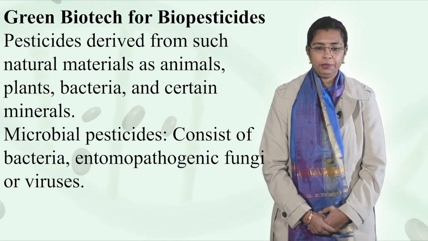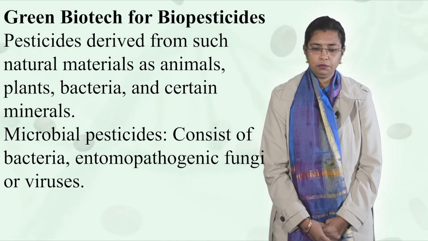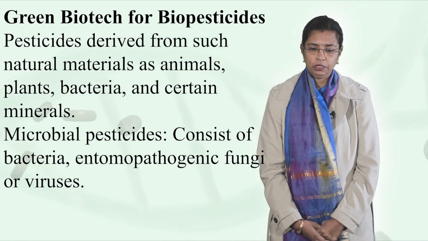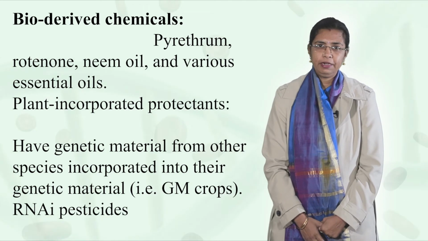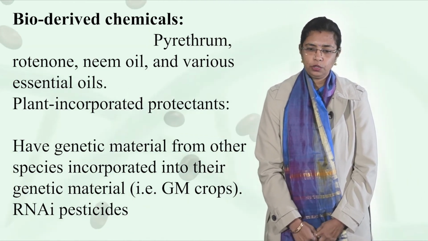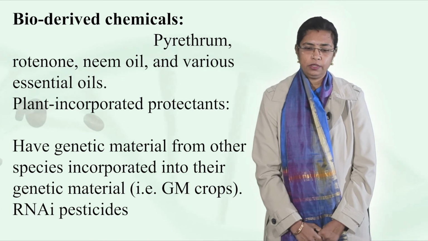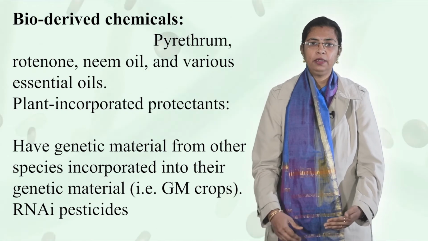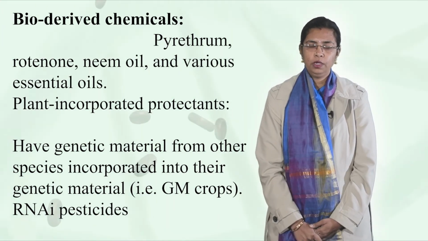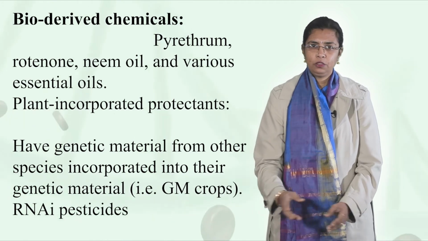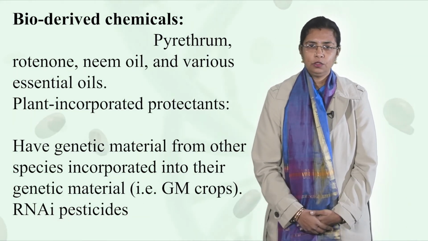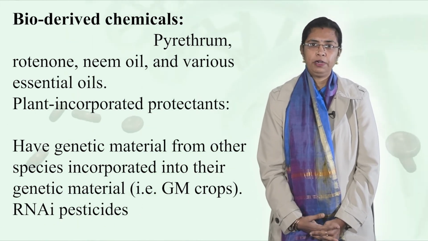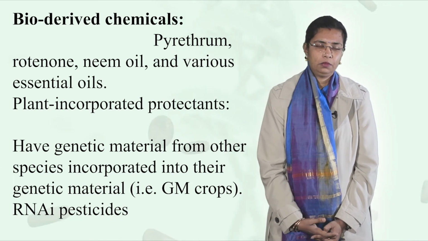Biopesticides derive from natural materials like animals, plants, bacteria, and certain minerals. We have the microbial pesticides, which consist of bacteria, entomopathogenic fungi or viruses. There are bio-derived chemicals, that is pyrethrum, rotenone, neem oil, and various essential oils. They often say that if we have one row of tomatoes being planted, and then we have 2 rows of marigold or the chrysanthemum variety, then the tomatoes are unaffected by the pest. That means this plant has some natural pyrethrum derivative which is preventing the pest from nearing these tomato plants.